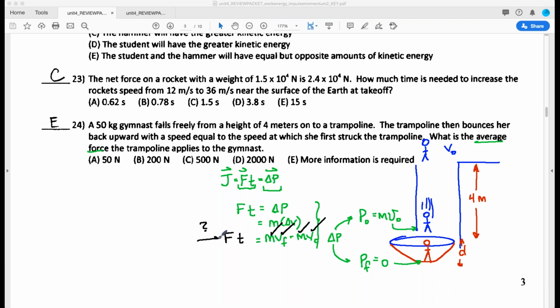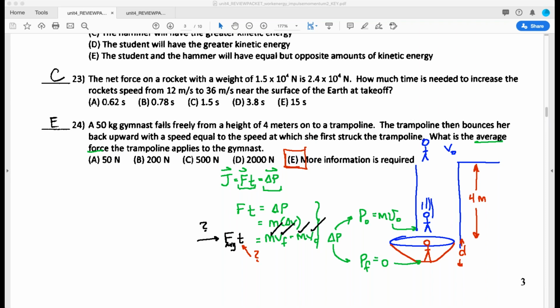We don't know what the force is. By the way, that use of the word average force is pretty unique to impulse momentum problems. And not only do we not know that, that's what we're looking for, but we also don't know the contact time, the amount of time the gymnast is in contact with the trampoline. So we really have two unknowns and no way to rectify that. And so that's where choice E comes into play. We need to know the contact time.